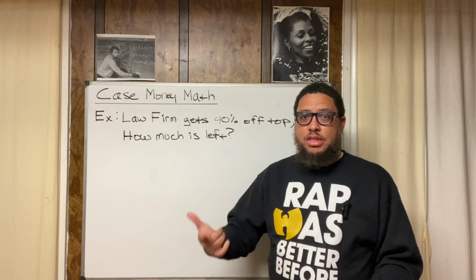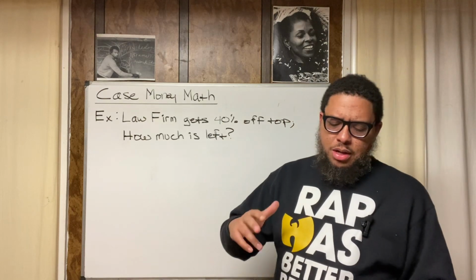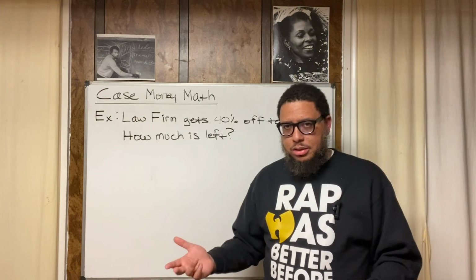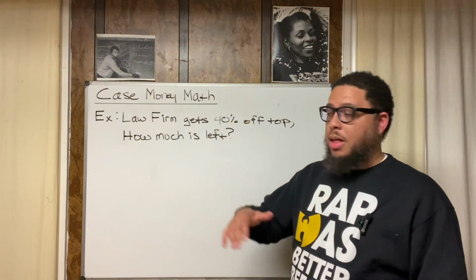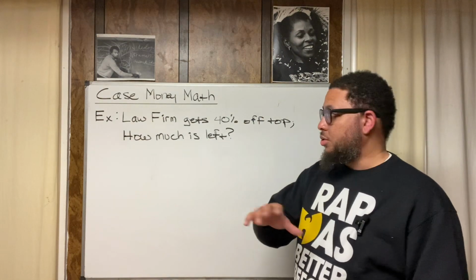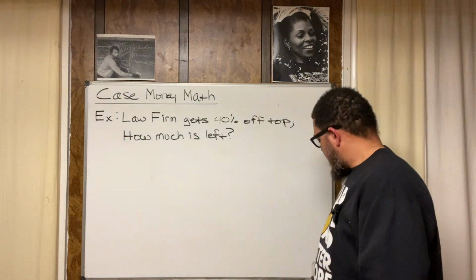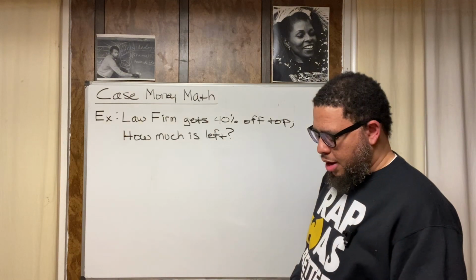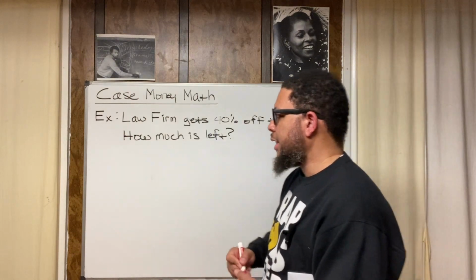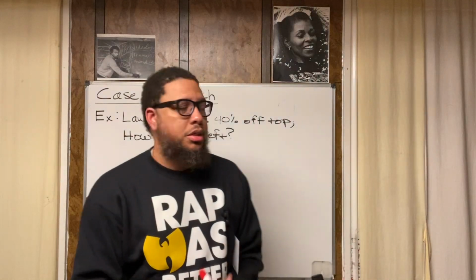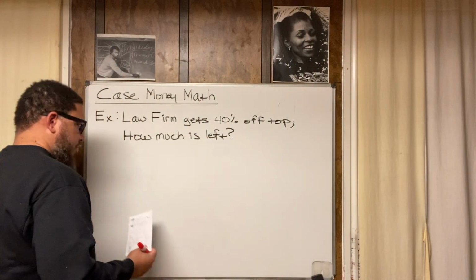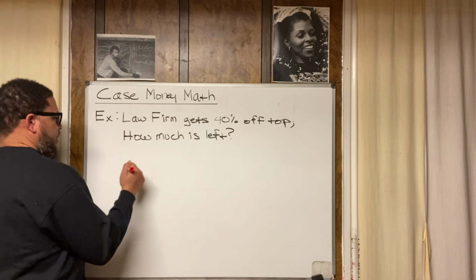We're going to do an example with $15,000. We're going to do an example with a random $54,000. All right. I'm going to show you how much is left after the 40% is taken off. All right. So let's get into this. So let's say you get awarded 25,000. All right, so let's say 25K.